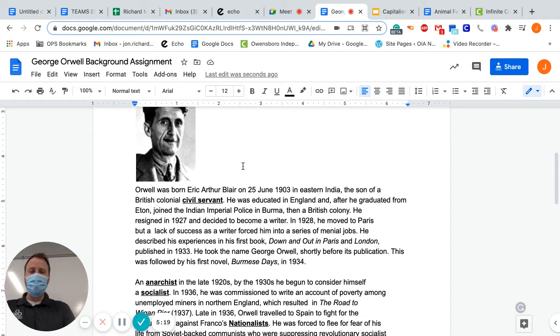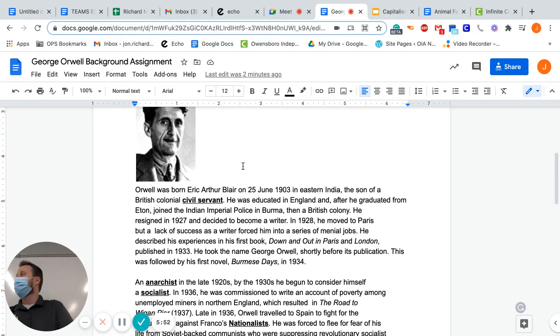In 1928, he moved to Paris, but a lack of success as a writer forced him into a series of menial jobs. He described his experience in his first book, Down and Out in Paris and London, published in 1933. He took the name George Orwell shortly before its publication, so he used a different name in his publication. This was followed by his first novel, Burmese Days, in 1934.